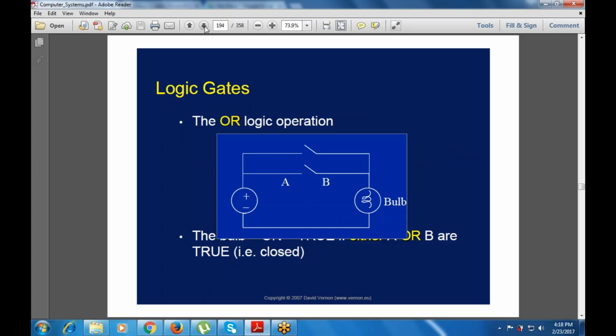Next is the OR logic operation. Whenever an input is true, the circuit is closed. For the OR logic operation, this circuit has plus and minus terminals and a bulb, with A and B as the inputs.